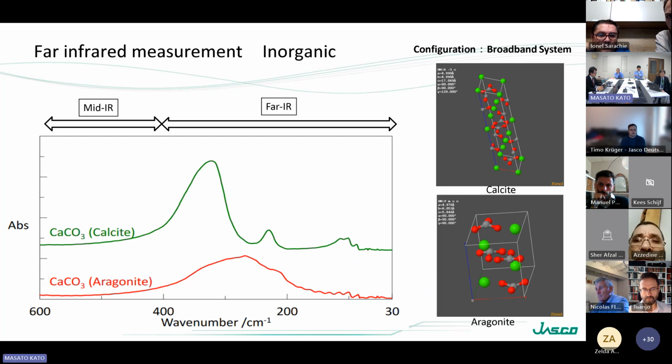So in the FIR region, peaks due to lattice vibration caused by the crystal structure can be seen in addition to molecular vibrations. Even with the same chemical structure, such as calcium carbonate, CaCO3, the shape of the peaks differs greatly if the crystal structure is different, as in the case of calcite and aragonite.